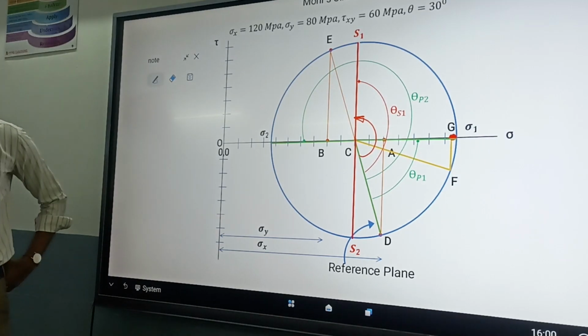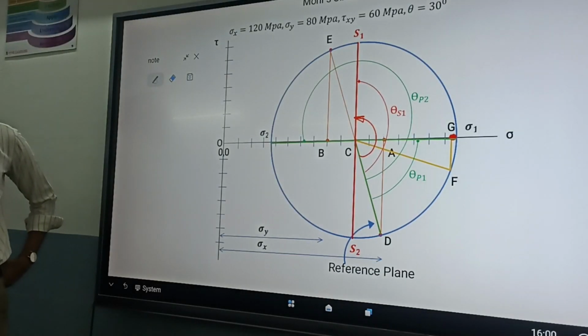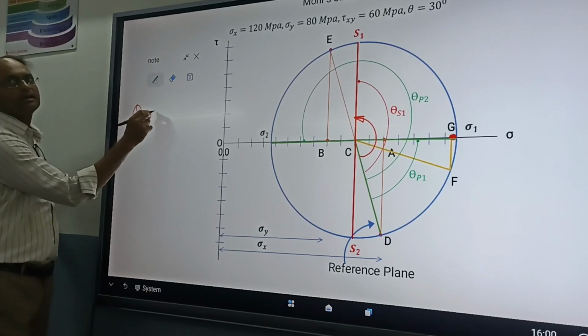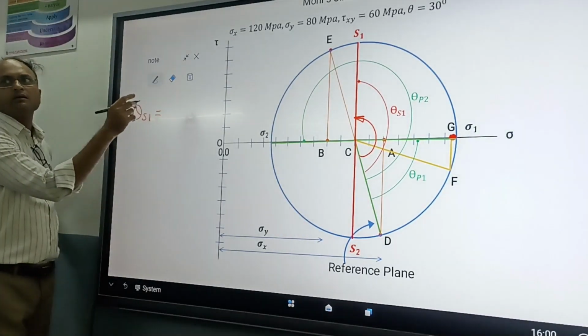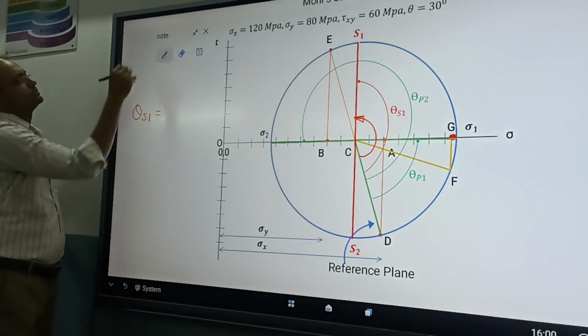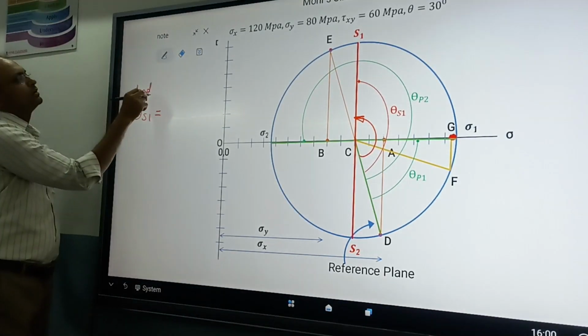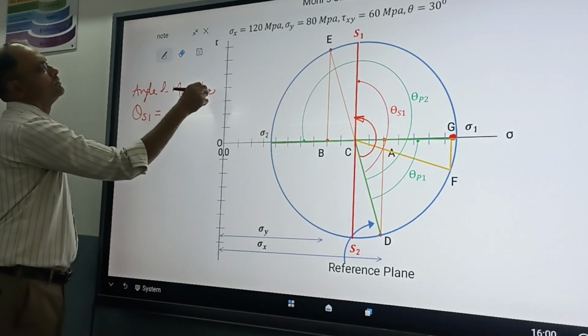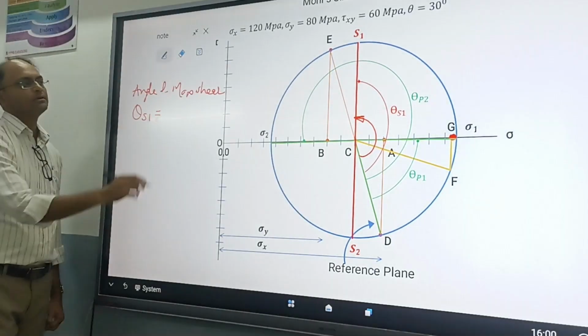This angle is theta s1. What does theta s1 mean? In words you can write down: angle of maximum shear plane.